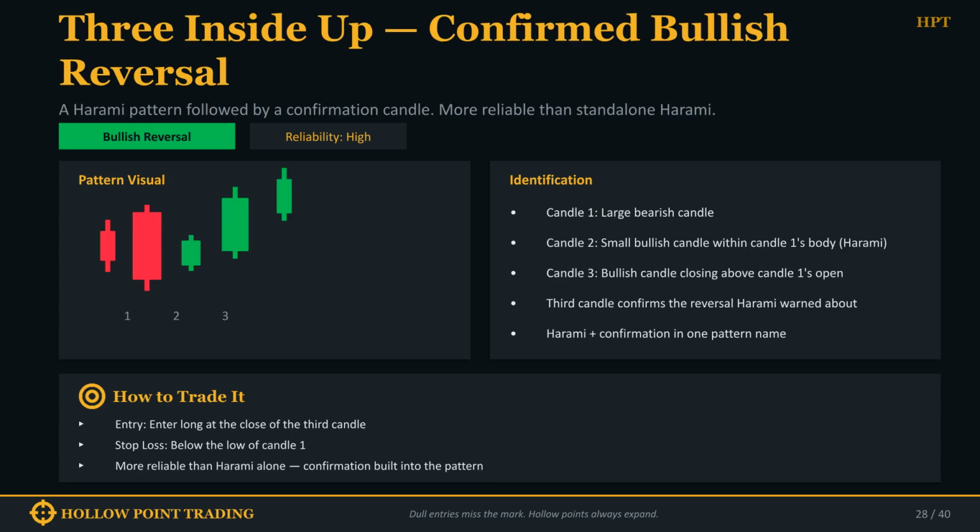The 3 inside up is a confirmed bullish reversal pattern combining a Harami with a strong confirmation candle. The third bullish candle closes above the first candle's open, adding much higher reliability than a Harami alone.